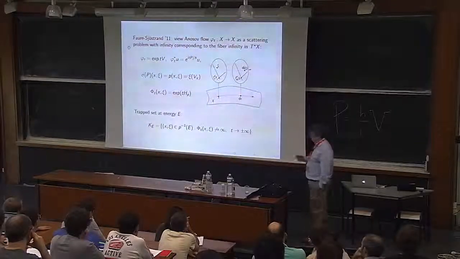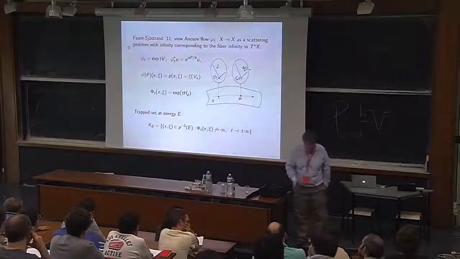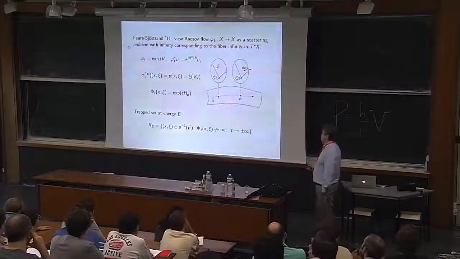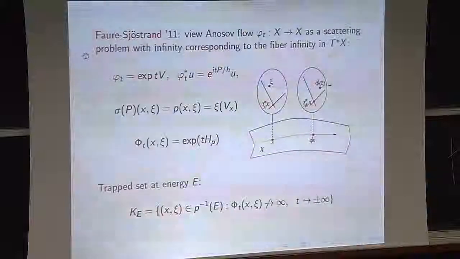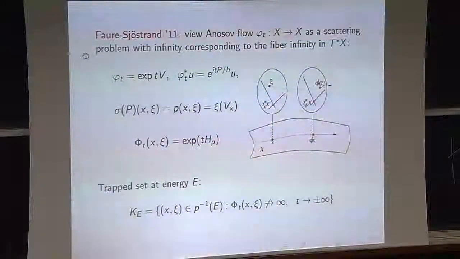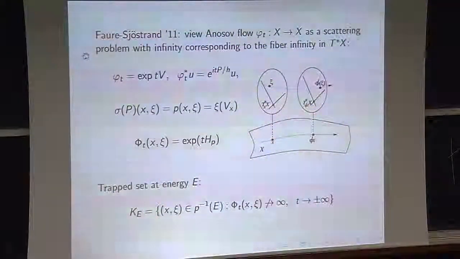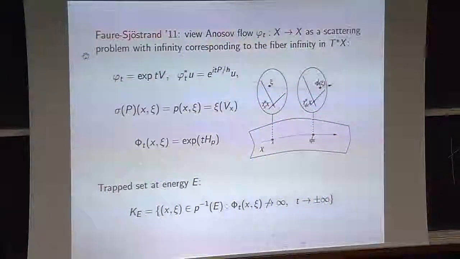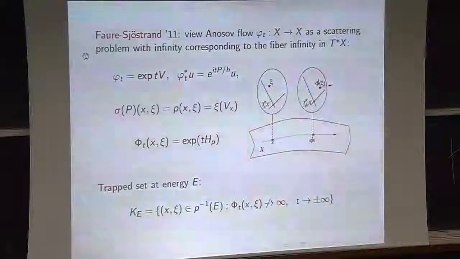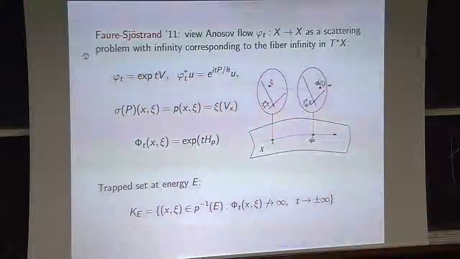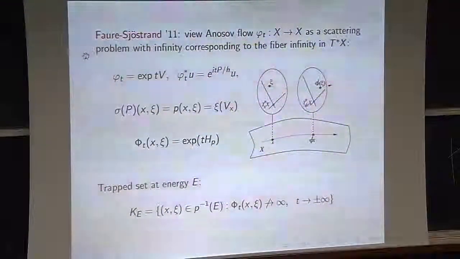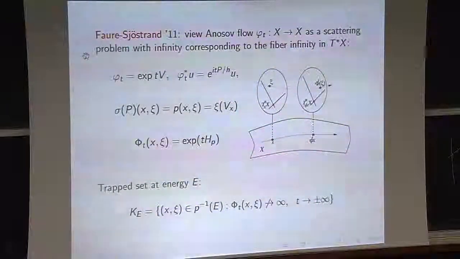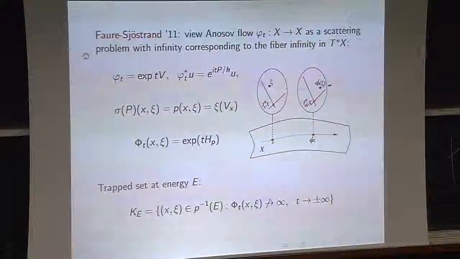And in scattering theory, the crucial object in this business is the trapped set. The trapped set is the set of points on the energy surface for which the flow does not go to infinity. In this case, there's no infinity in X. This is a compact manifold. So in fact, this setting is much easier than scattering theory. Because in scattering theory, even though we deal with operators which are elliptic, we still have to always deal with this infinity, and it's a nuisance. Here, this nuisance is gone.